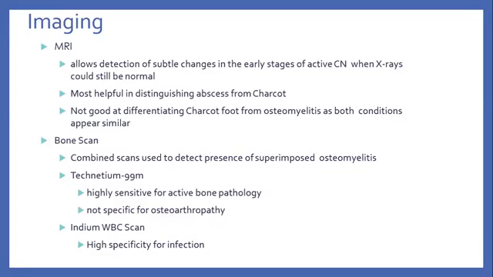A bone scan, when it's a combined scan, can be used to detect the presence of superimposed osteomyelitis. So you could get a technetium-99 scan, which is sensitive for active bone pathology, but not specific for osteoarthropathy, and an indium white blood cell scan, which has a high specificity for infection to attempt to differentiate osteo from Charcot.